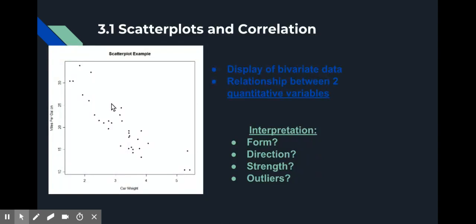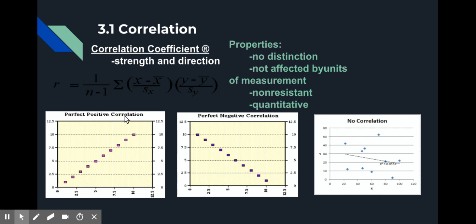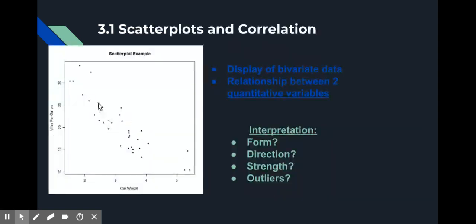So for example, what is the form? Is it linear, quadratic, exponential, or clustered? In this example, it looks like it's relatively linear. And then what's the direction? Is it a positive association or a negative association? So in this example, there is a negative association because the above average x values occur with the below average y values.